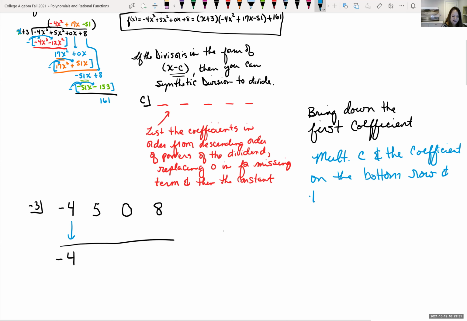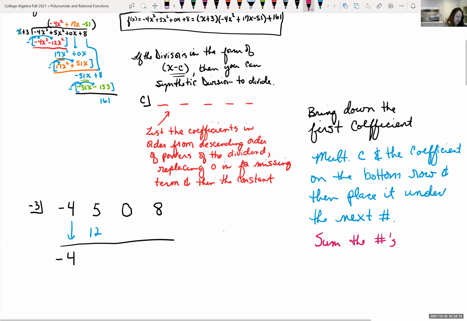And then place it underneath the next coefficient. So if I multiply my -3 times this -4, that gives me +12. And now we're going to want to sum these. So 5 plus 12 gives me 17.